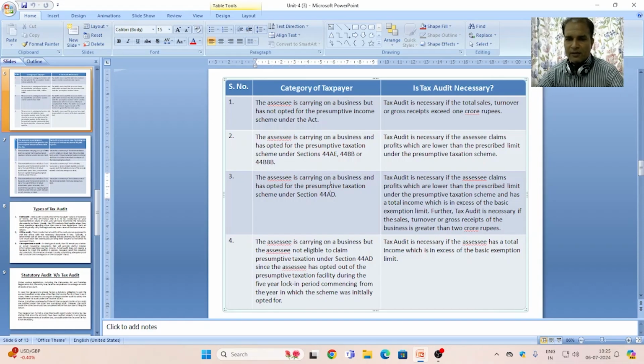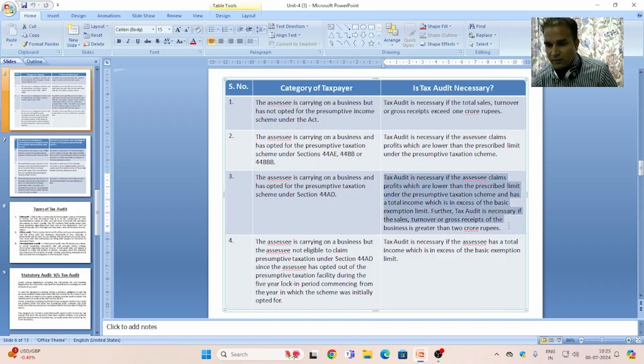Third category, the SSC is carrying on a business and has opted for the presumptive taxation scheme under Section 44AD. Now, tax audit is necessary if the SSC claims profit which is lower than the prescribed limit of the presumptive taxation scheme and has a total income which is in excess of the basic exemption limit. Further, tax audit is necessary if the sales, turnover, or gross receipt of the business is greater than 2 crore.